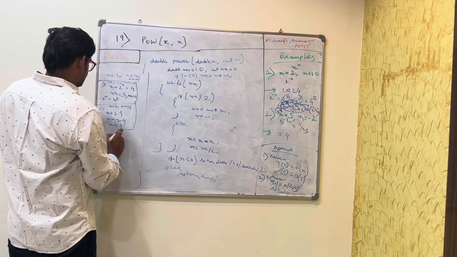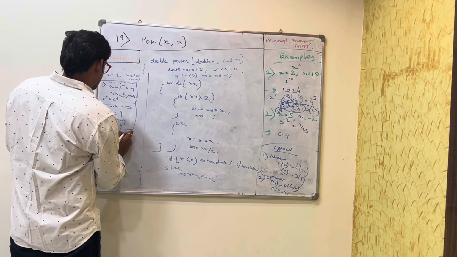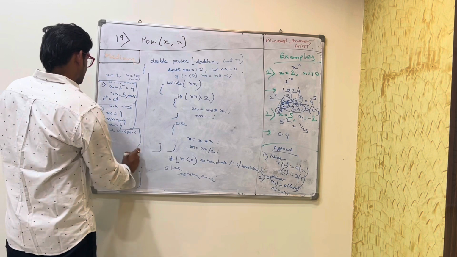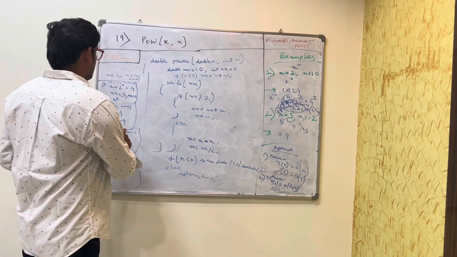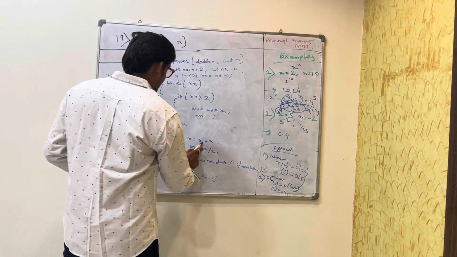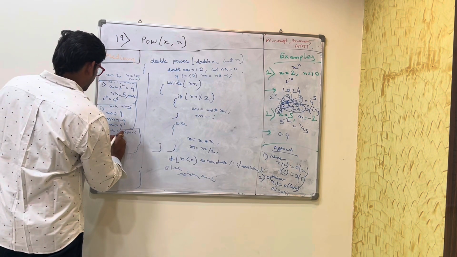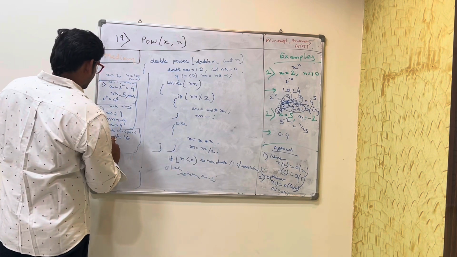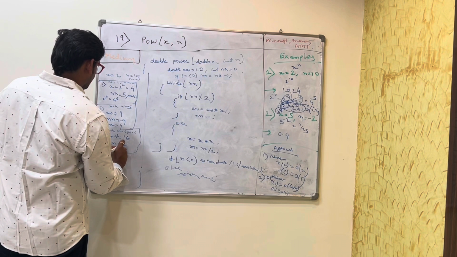In the third case, we have x as 4, n as 4, and answer as 4, right? Since n is not equal to 0, 4 mod 2 is 0, so it would come over here. So x will become 4 into 4, that means 4 square, so x will become 16. n will become 4 by 2, that is 2. Answer is still 4.